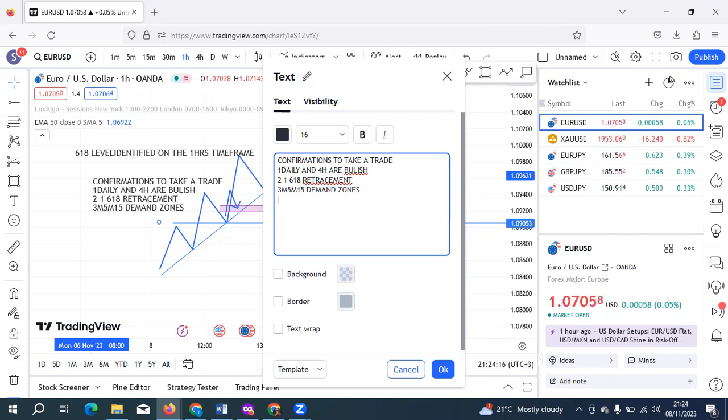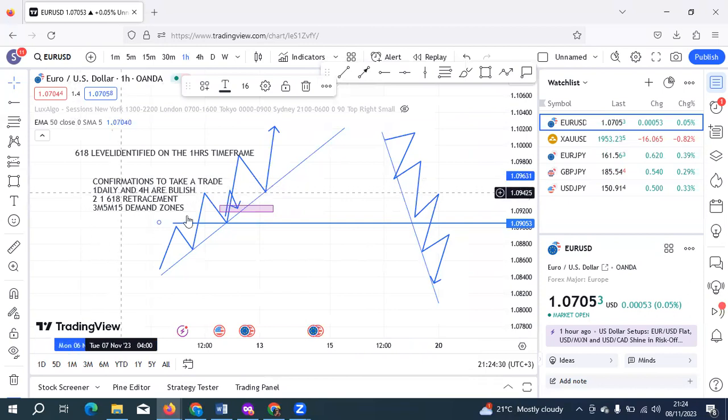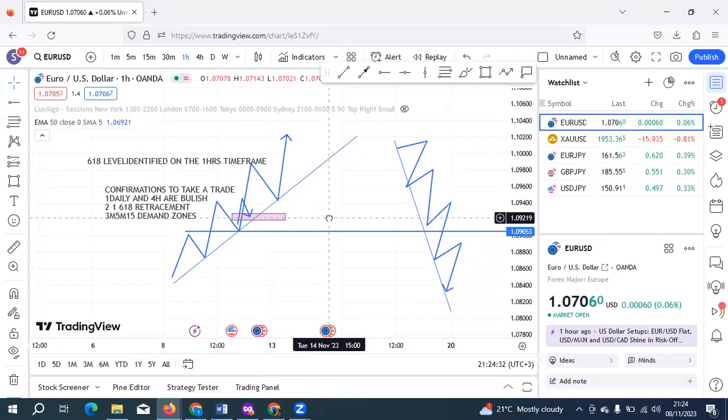Creating of higher highs and lower lows, that is on the daily and 4H are bullish. So these are the three things that I'm looking for: daily and 4H bullish, 1 hour 618 retracement level, and 5 and 15 demand zone. For me to be able to take a trade, all these have to be met. All this has to be met.